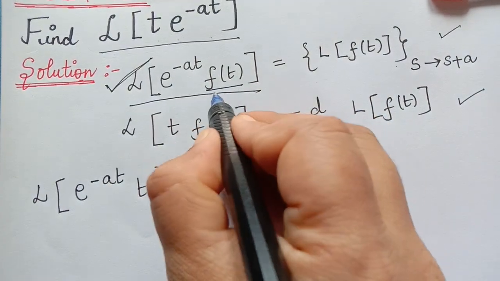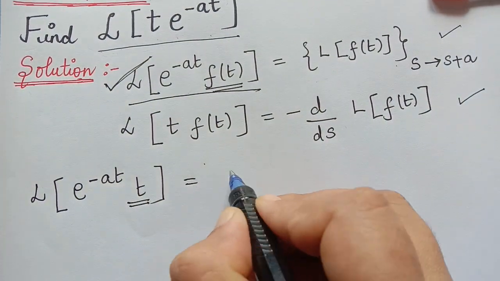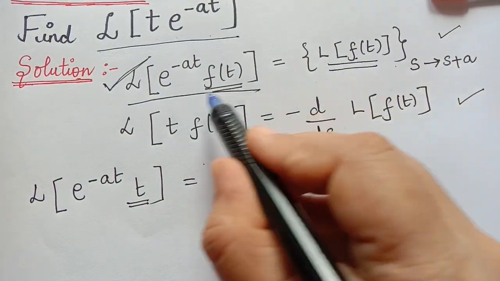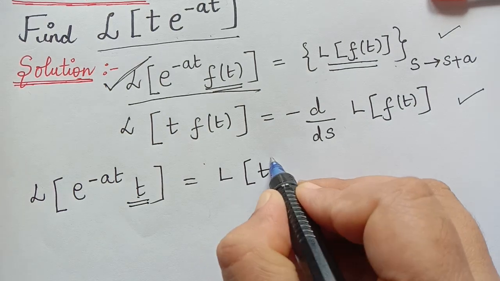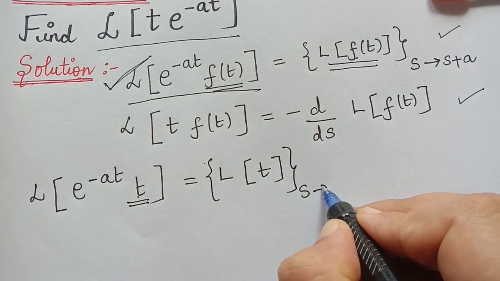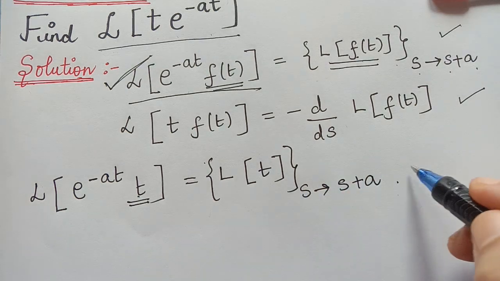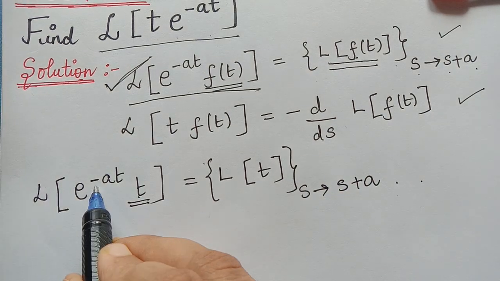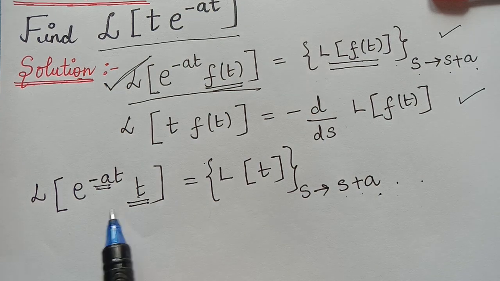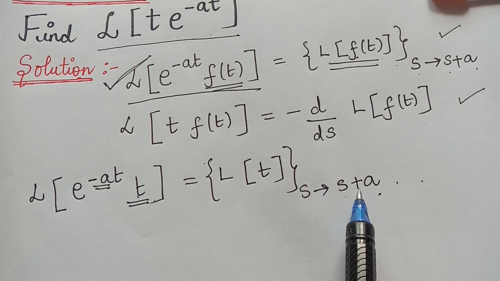Now the function f of t over here is t. So we have to find the Laplace transform of f of t first. So what is f of t? t. So Laplace transform of t, and in place of s in the solution, we have to replace it by s plus a. Because we have negative a, we should replace it by s plus a. You will understand this concept if you go through the problems under the first shifting theorem.